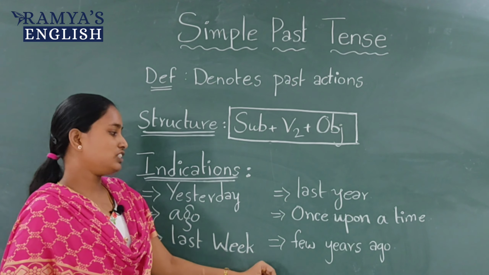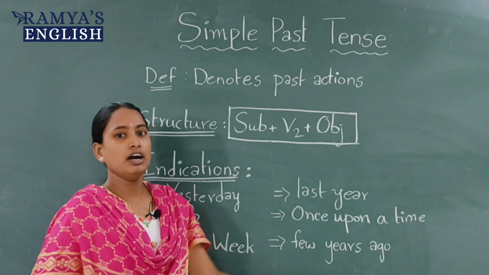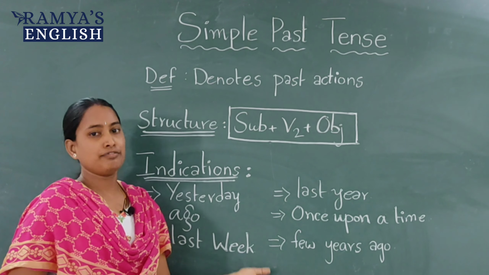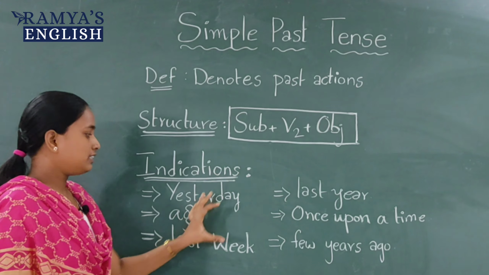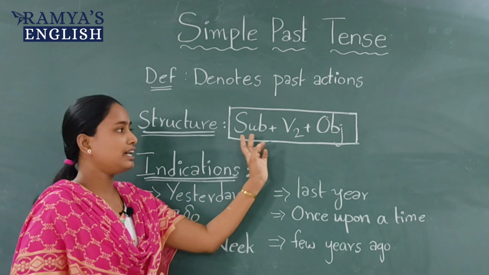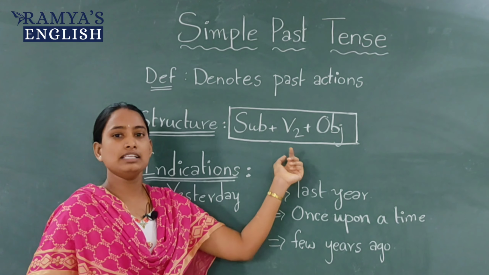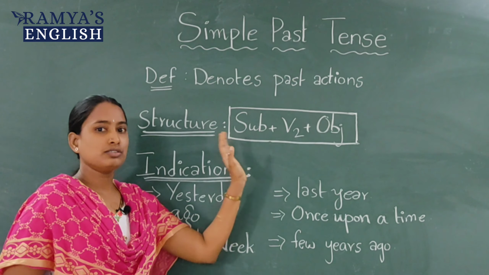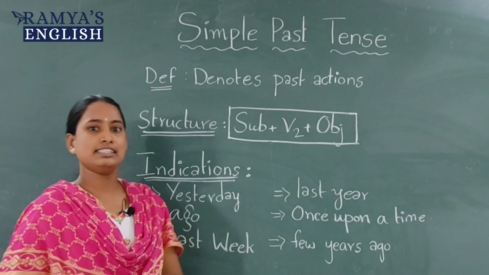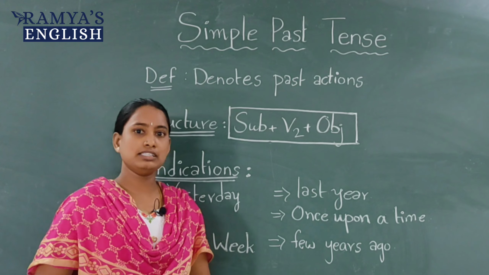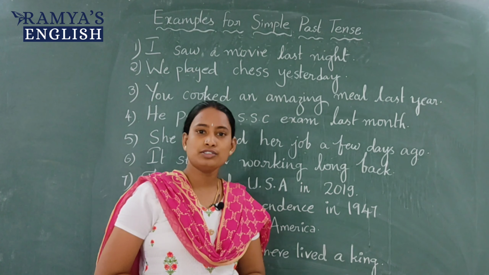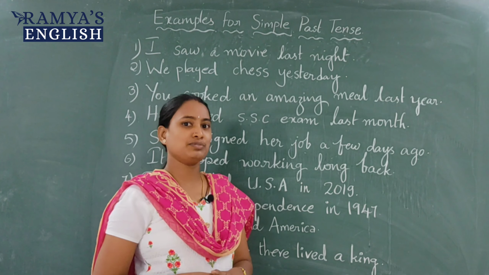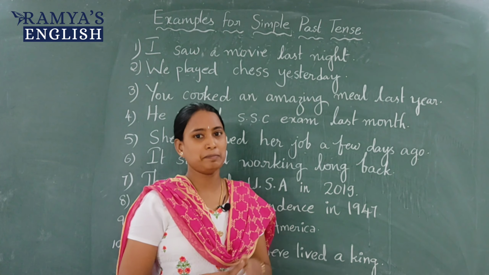And the next indication is few years ago, long back, few days back, few months back. So all these are the indications which we use at the end of this simple past sentence. So I think it's clear. Now let's see some examples to understand this simple past tense clearly. So now I have 10 examples with me to explain this simple past tense.